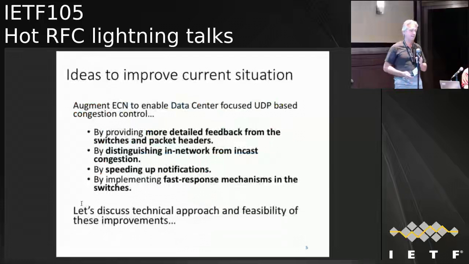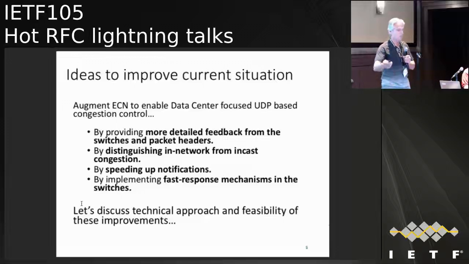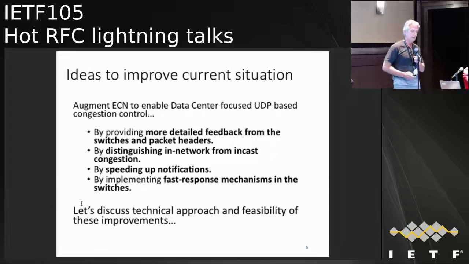So some ideas of augmenting ECN with a data center focus for a UDP layer: providing more feedback from the switches in the packet headers, perhaps marking delay inside packets so that we can get a really fine-grained view of what's going on. Being able to figure out, is this congestion we're experiencing right now in network or in cast? Because maybe we would take different approaches. Being able to speed up notifications to the source so they can quench in a way that addresses it. And then implementing fast mechanisms in the switch to respond immediately.